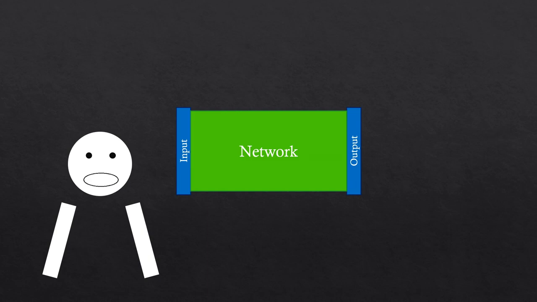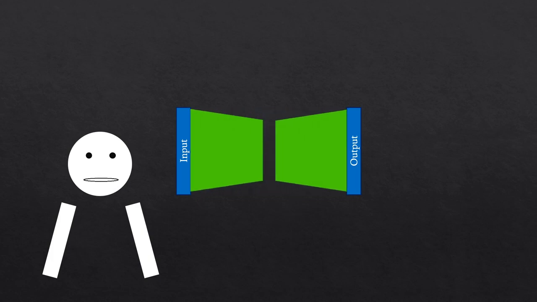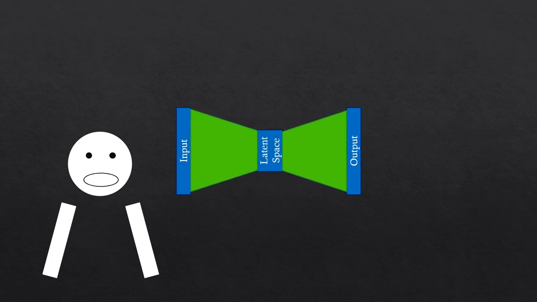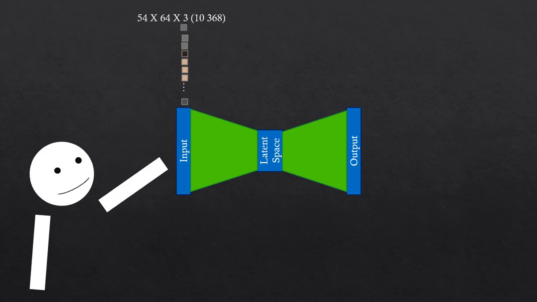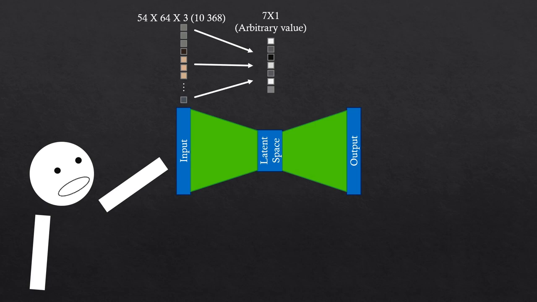But that's not all. In the middle of the network, there is a bottleneck, also called the latent space. This latent space is a smaller representation of the data. So when I input an image, it will be propagated forward and get smaller down the line until it is only a few values. This latent space can consist of 10 values, 100 values, or something else. That also depends on which kind of images you want to reproduce and how detailed you want the output to be.